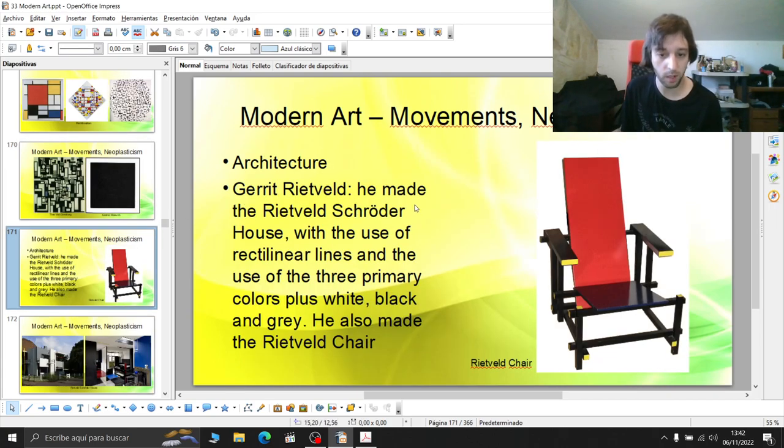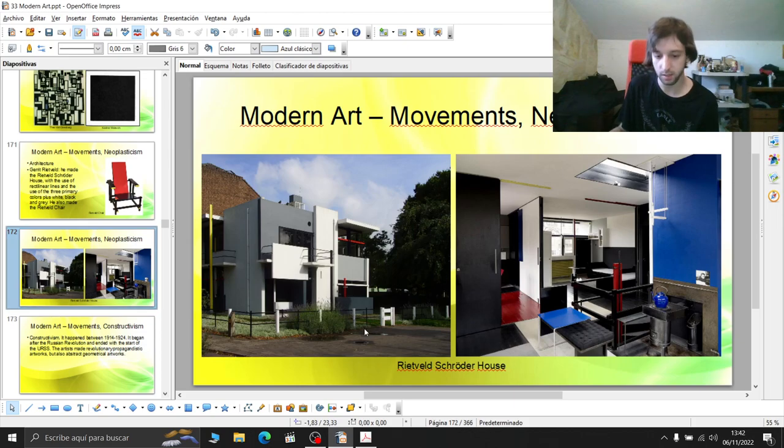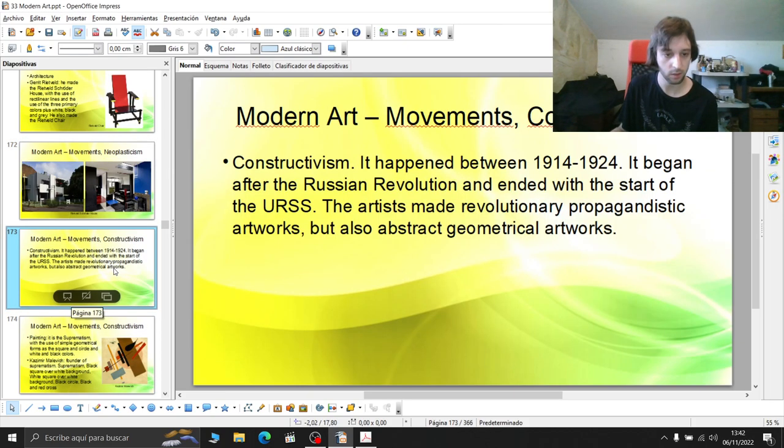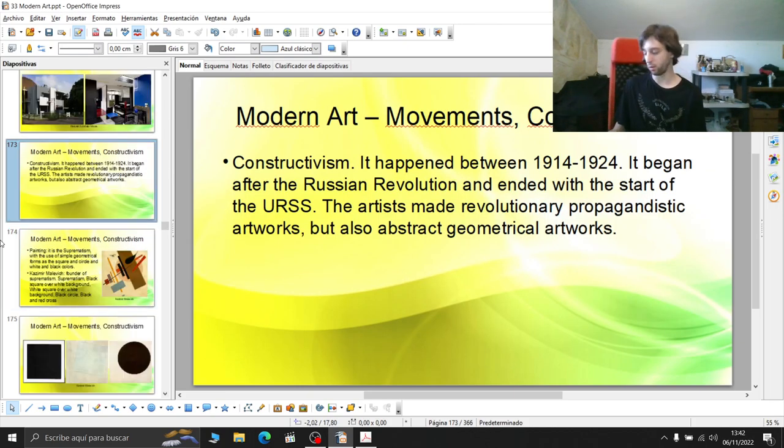Architecture: Gerrit Rietveld made the Rietveld Schröder house with the use of rectilinear lines and the three primary colors, plus white, black, and gray. He also made the Rietveld chair. So here's the chair. This is the Rietveld Schröder house. Well, I also include this now.